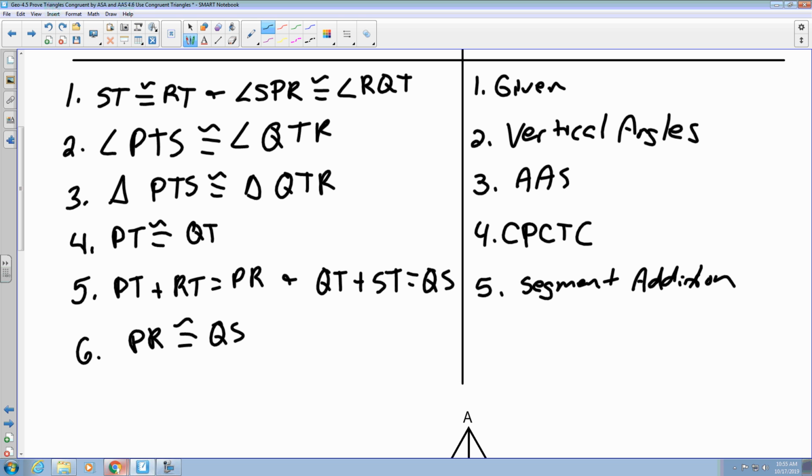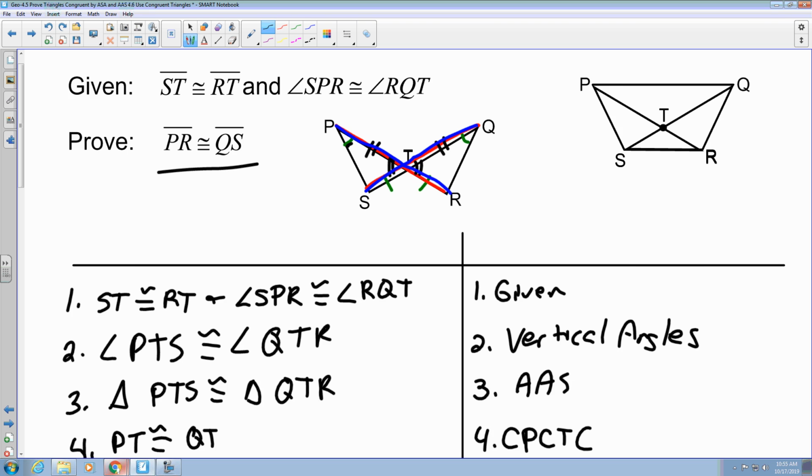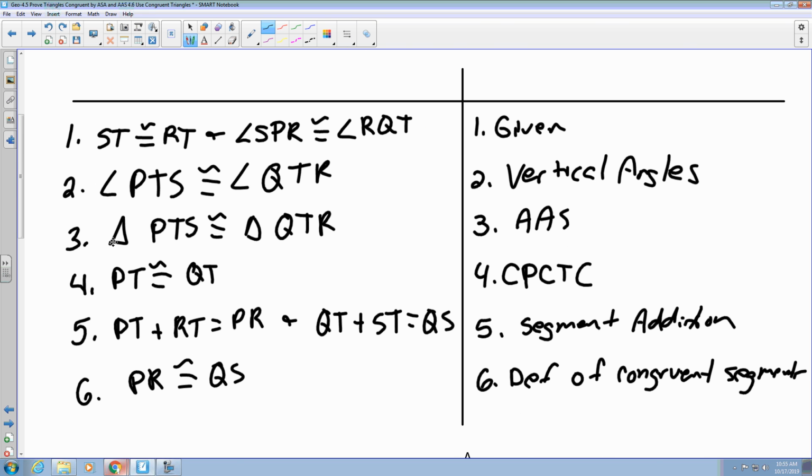PT and QT, and RT and ST, they're both congruent. We can then say that these two are congruent by the definition of congruent segments. And that's what they want us to prove: PR is congruent to QS.